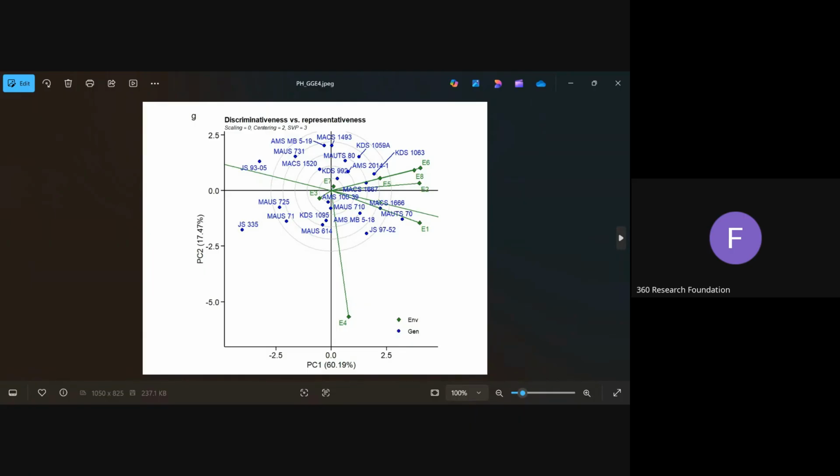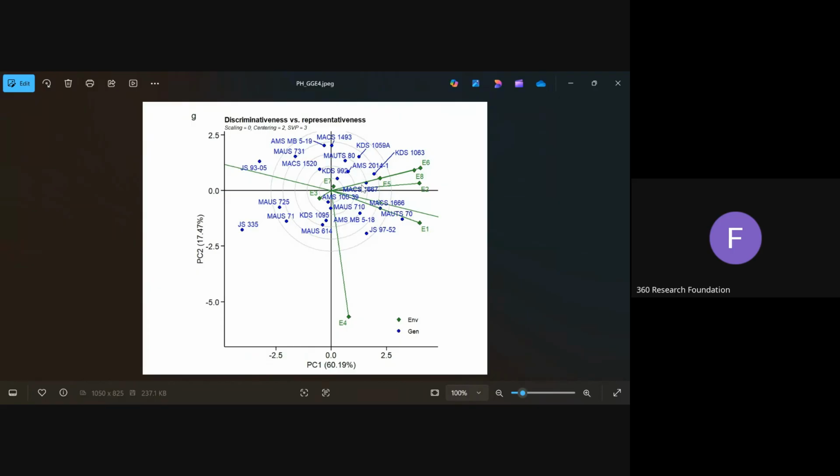And on the other hand, if we come to the genotypes, whatever genotypes are nearby the origin, though not exactly but somewhat near, like this 80, 992 will always be there. Whenever we use this data, 992 will be there. Then this 139, 1667. So they are consistently performing.